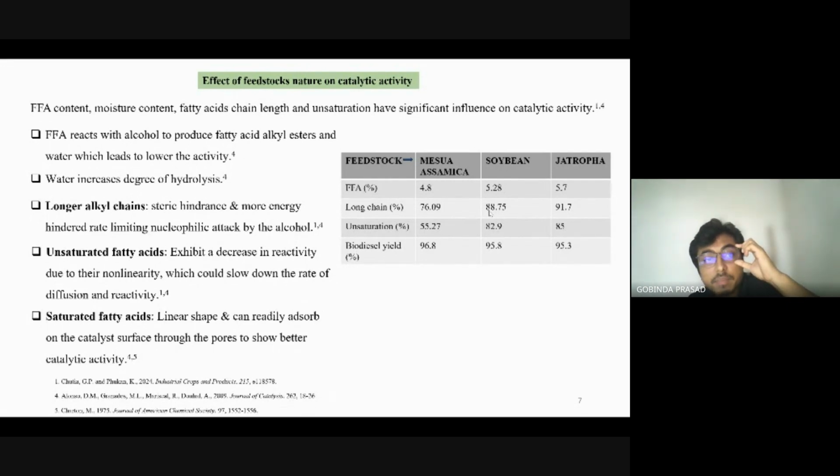Similarly, higher unsaturated fatty acids exhibit a decrease in reactivity due to their non-linearity, which could slow down the rate of diffusion and reactivity and ultimately reduce the product yield. The saturated fatty acids have a linear shape and can readily adsorb on the catalyst surface through the pores, so that they can show better catalytic activity. We can see that the Azadirachta oil has a higher FFA content and a higher content of long chain and unsaturated fatty acids, and provides a lower biodiesel yield as compared to Mesua assamica and soybean.